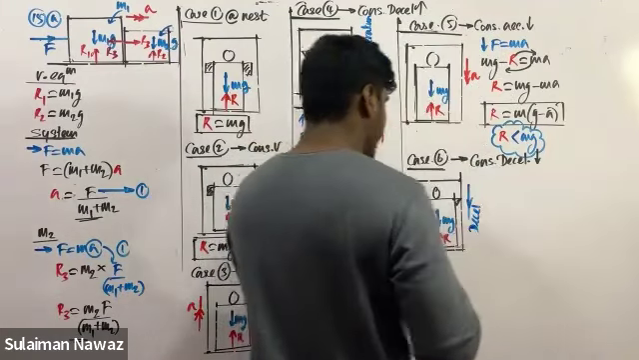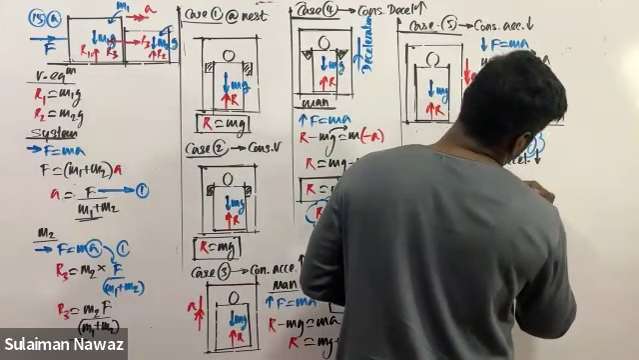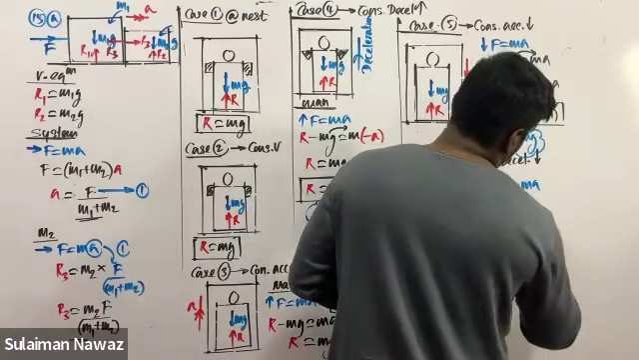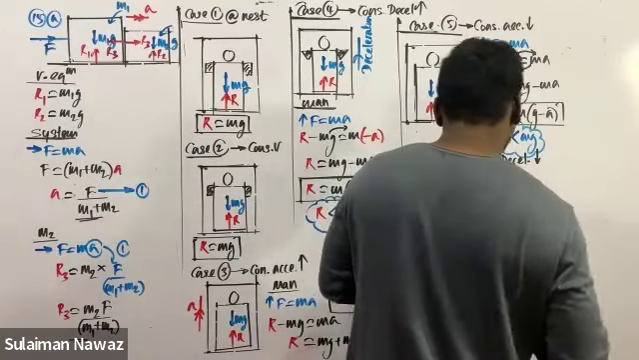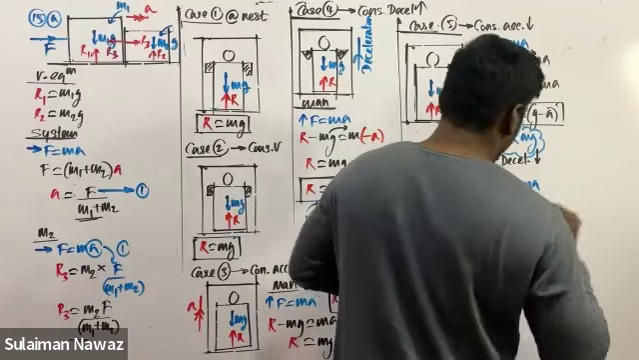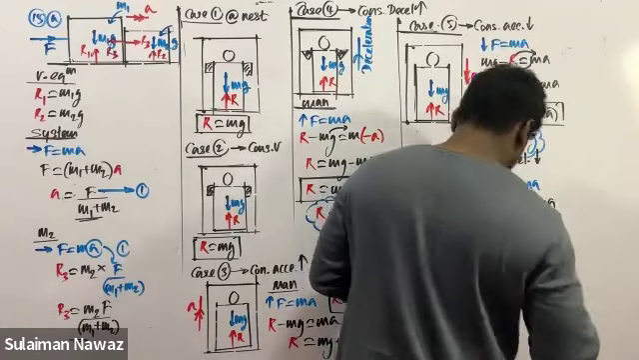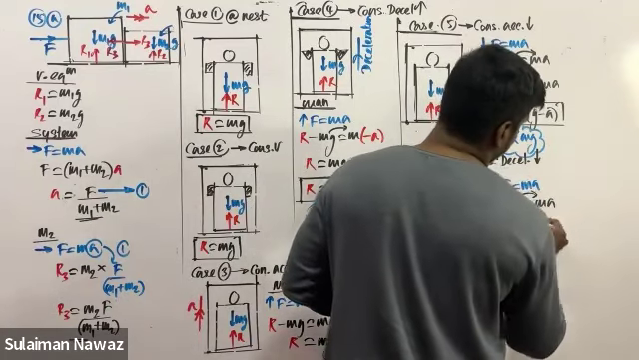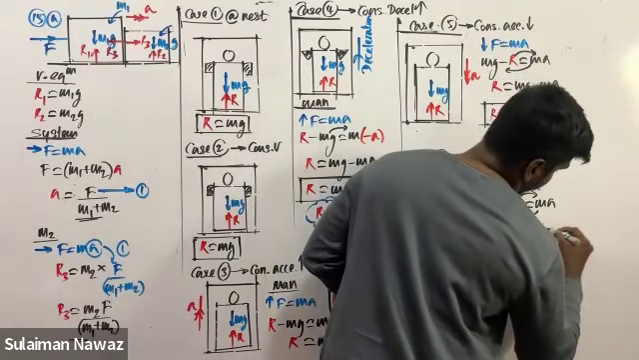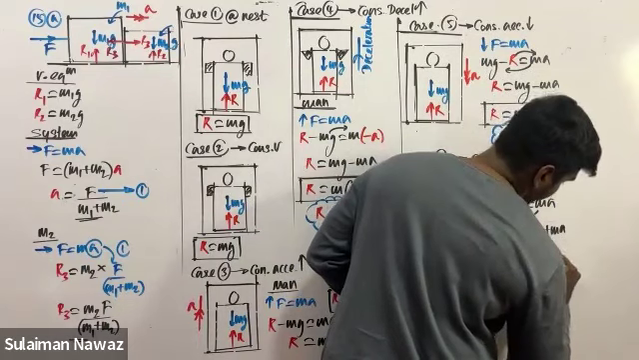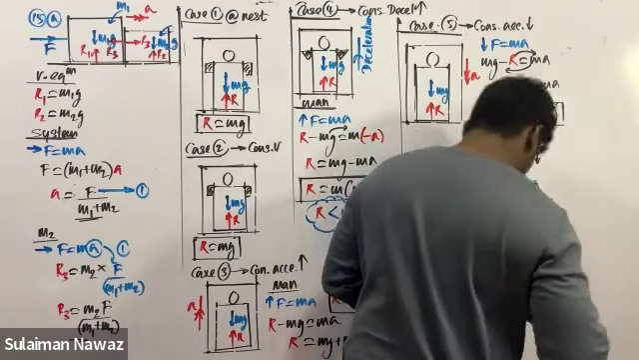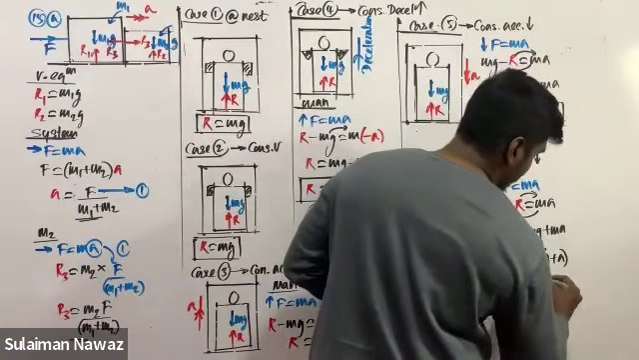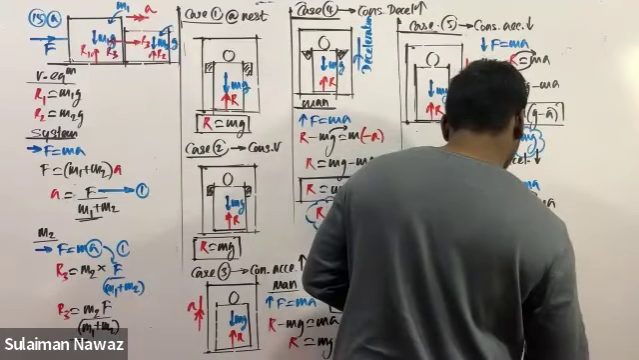In that case, applying F equals ma downwards, that means mg minus R must be equal to ma. When you make R the subject, R will be equal to mg plus ma. That means m(g plus a) is your R. That means R is again larger than mg, larger than the weight.